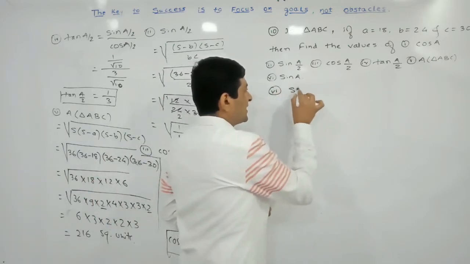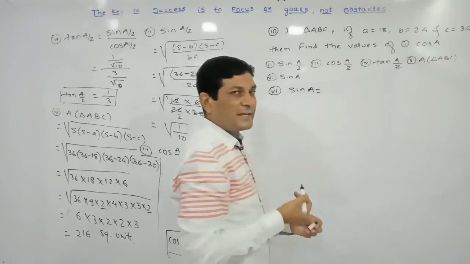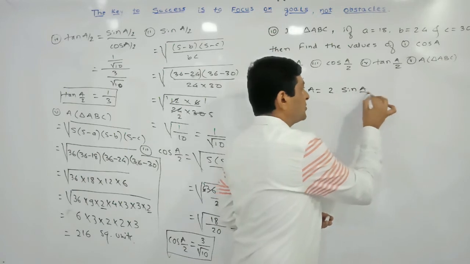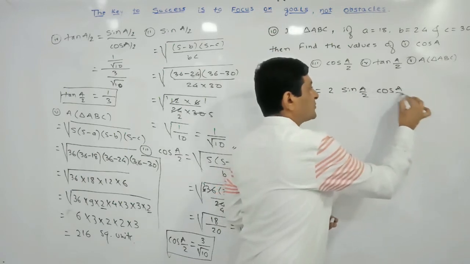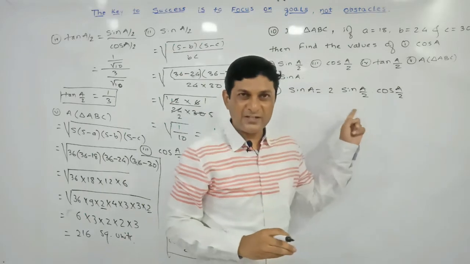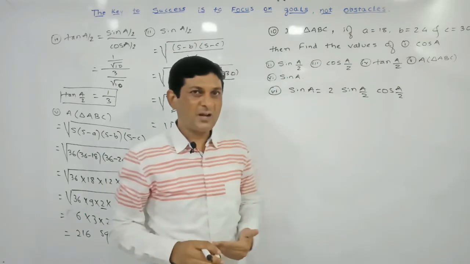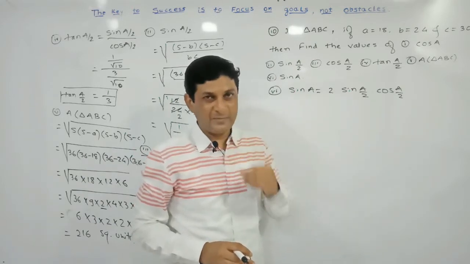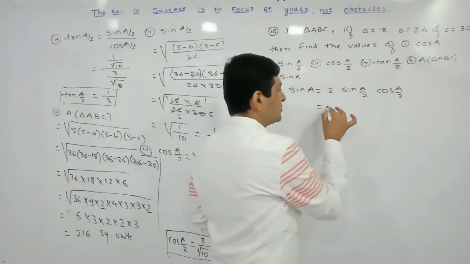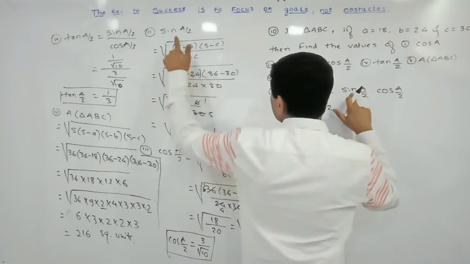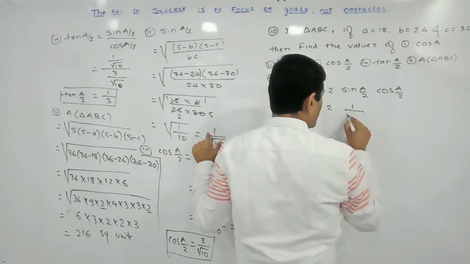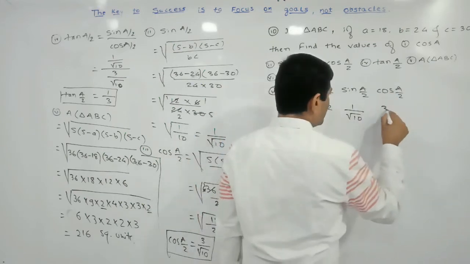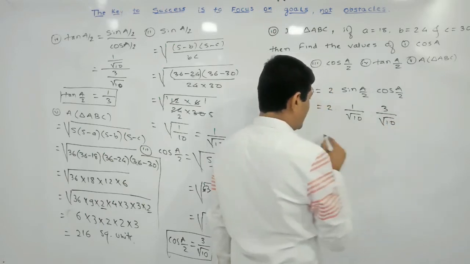So our next required value is what? Sine A. According to the half angle formula, can I write sine A as 2 into sine A by 2 into cos A by 2? Means we know that sine theta can be written as 2 sine theta by 2 into cos theta by 2 according to what? Half angle formula. In the same way, sine A can be written as 2 sine A by 2 into cos A by 2. So which is equal to 2, keep it as it is. Already we have got the value of sine A by 2. What is this value? 1 upon root 10. And cos A by 2. What is the value of cos A by 2? 3 upon root 10.